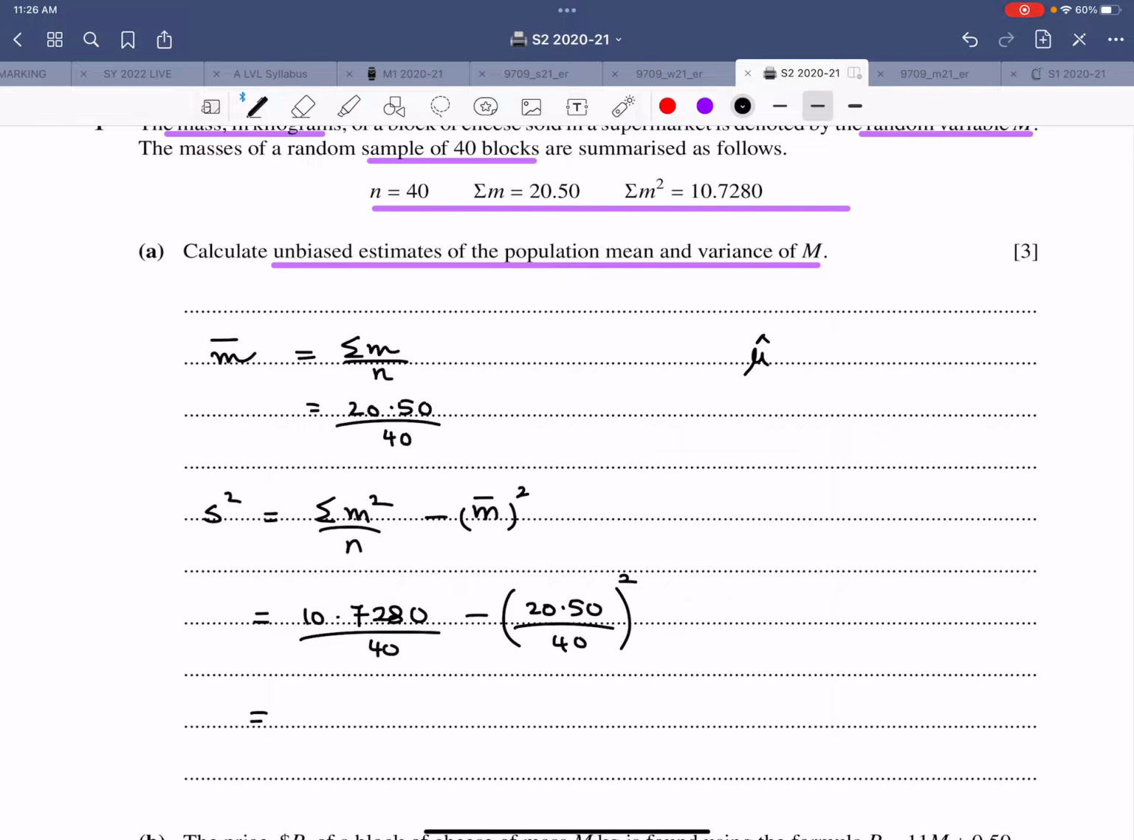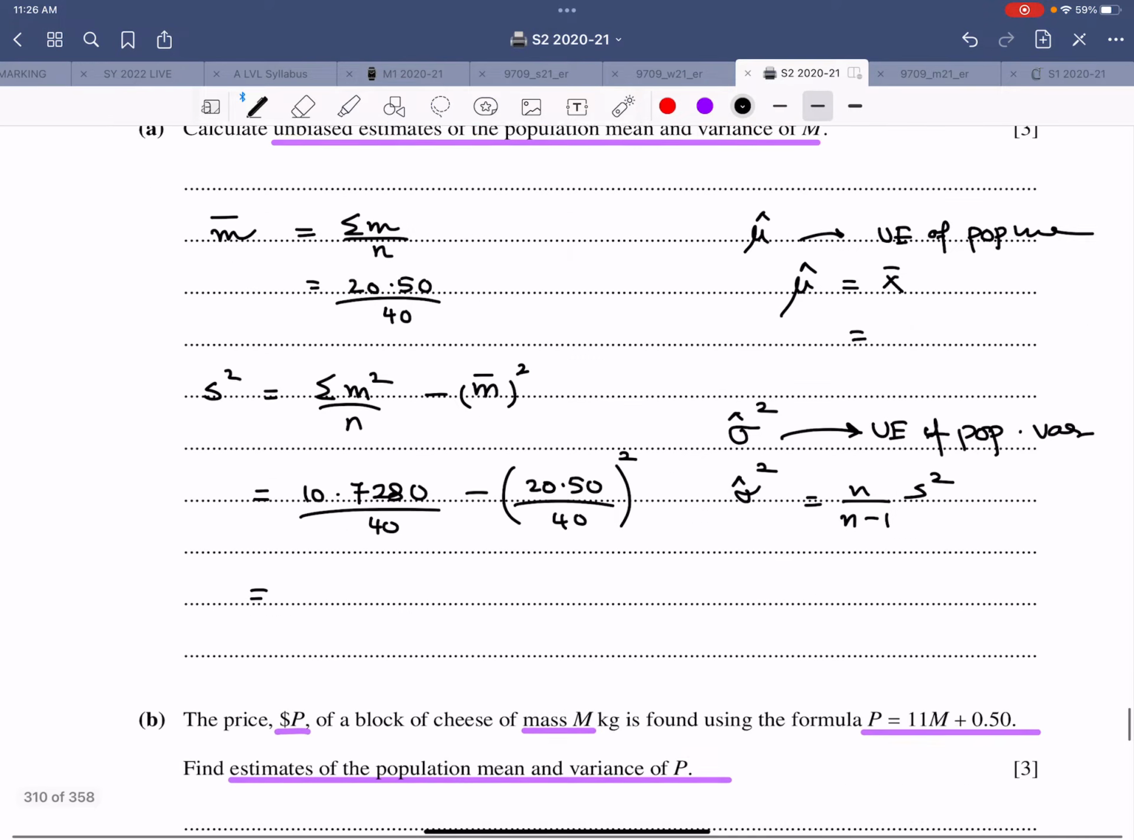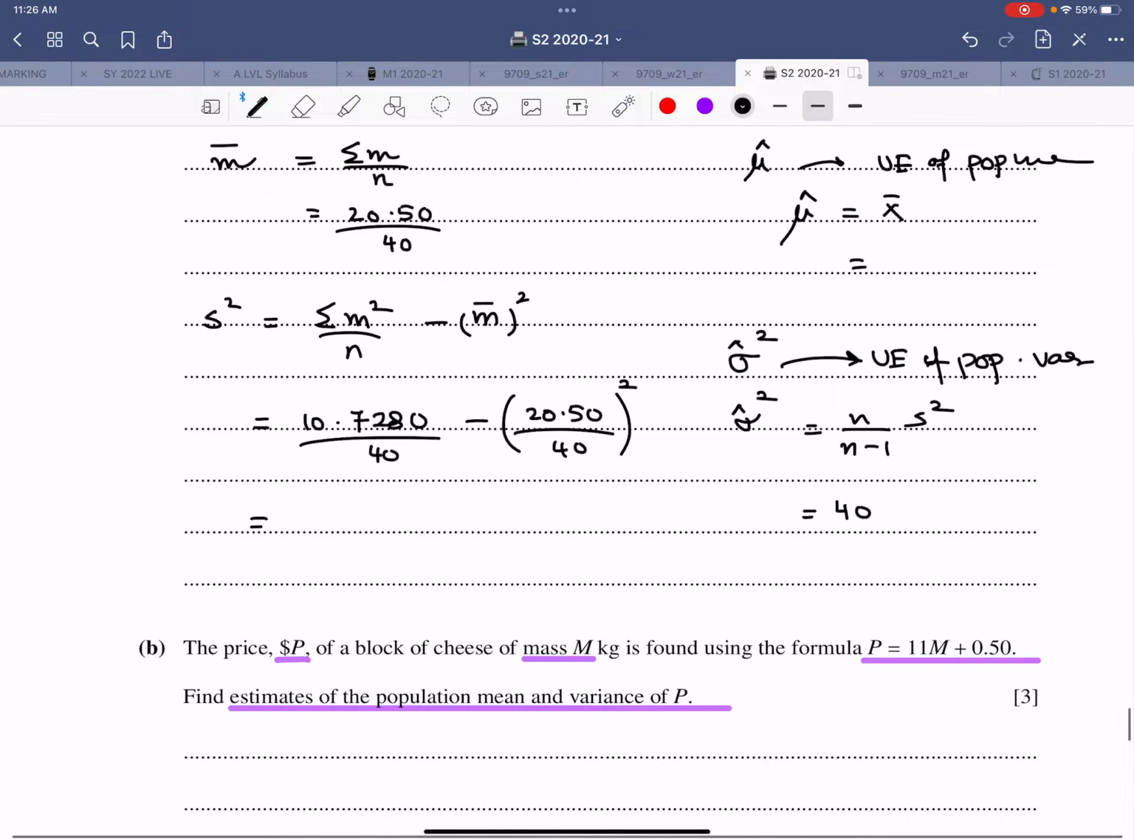Mu bar, that is the unbiased estimate of population mean, is the same thing as sample mean. That would be equal to this value. Unbiased estimate of population variance is n over n minus 1 times sample variance. I prefer to use this formula. Of course, there is another formula in the formula booklet also. You are most welcome to use it. Naturally, you would end up with the same answer. This is 40, this is 39, and whatever this value is square.